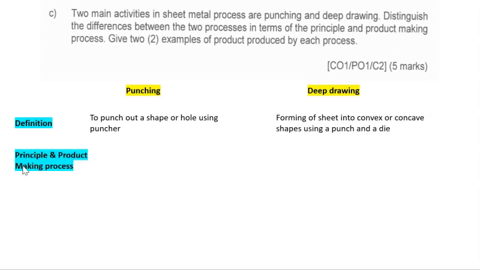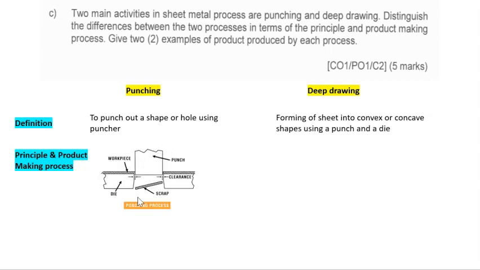And for the principle of product making process, the best thing is to draw. So you draw a simple punching process and it must be labeled. You must have the punch, the workpiece, and then the die, and then you have to show the scrap. So showing that this is the punching process.